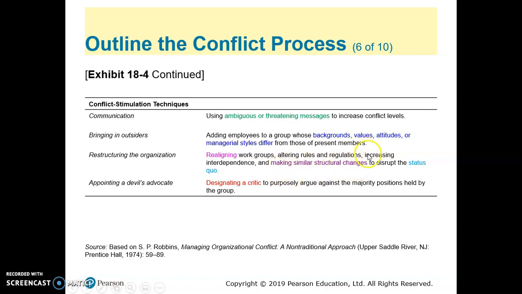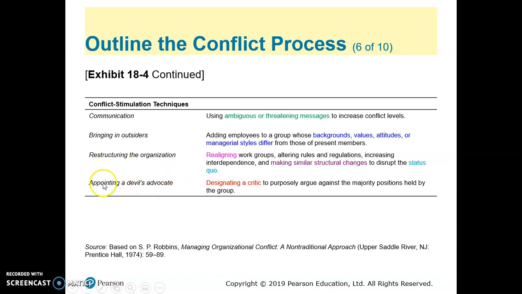So all this, which disrupts the status quo of the existing members, could actually lead to a conflict, because not many people like to move from the comfort zone to something that's into a risky zone. So realigning work groups, altering rules and regulations, and increasing interdependence can disrupt the status quo, and that means the comfort zone of the individual. So this can cause conflicts to exist or to escalate into more serious conflicts.